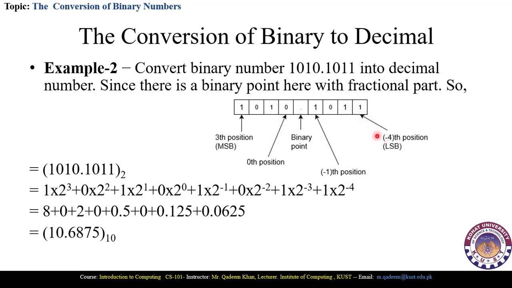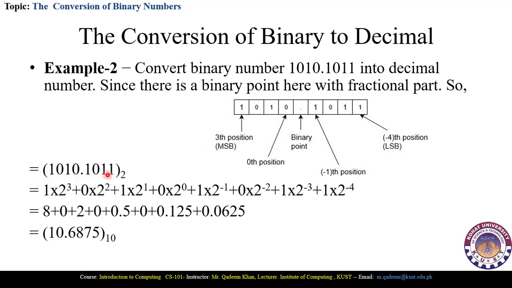So this bit has the minus 4th position, which is the least significant. This one is the most significant, having the 3rd position, and this is the minus 4th position, the least significant bit, while this one has the 0th position and this one has the minus 1th position. Now how will we convert that binary number to a decimal number?